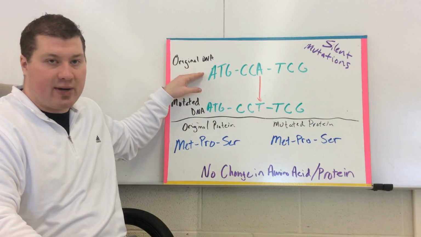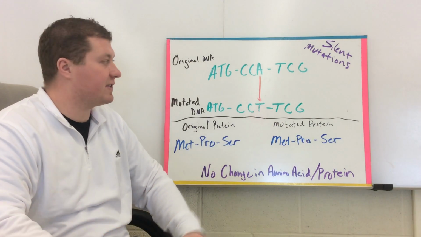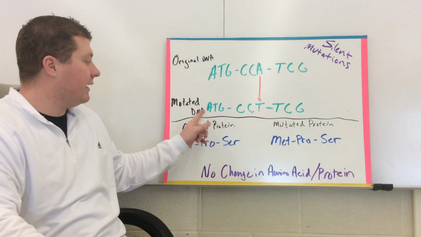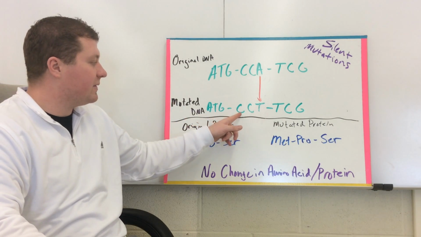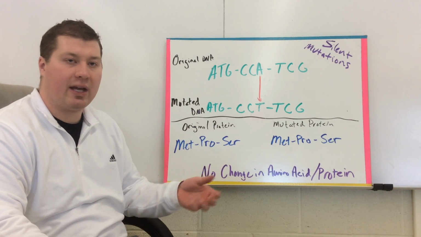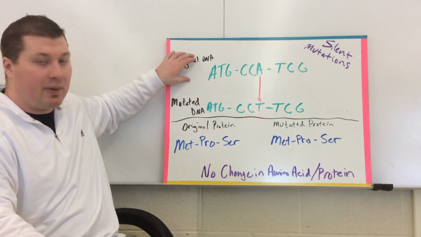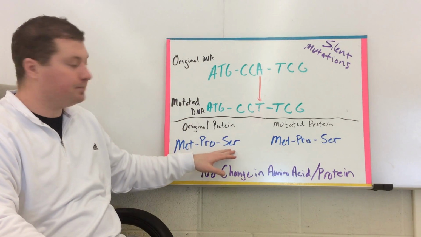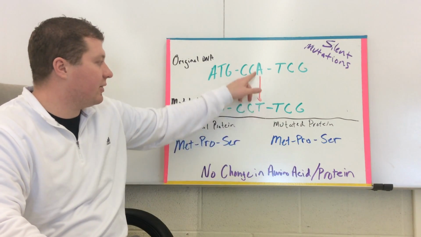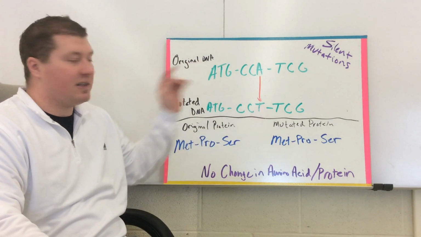Here's an original DNA strand, so consider it ATG, CCA, TCG. Now in the case of a silent mutation, this A gets switched to a T, for example. So in our mutated DNA, it's ATG, CCT, TCG. When you go through the RNA process to an amino acid, our original protein is Met-Pro-Ser. Our mutated protein would be Met-Pro-Ser. So even though this letter changed, it didn't change the amino acid. There's no change in the amino acid in a silent mutation.